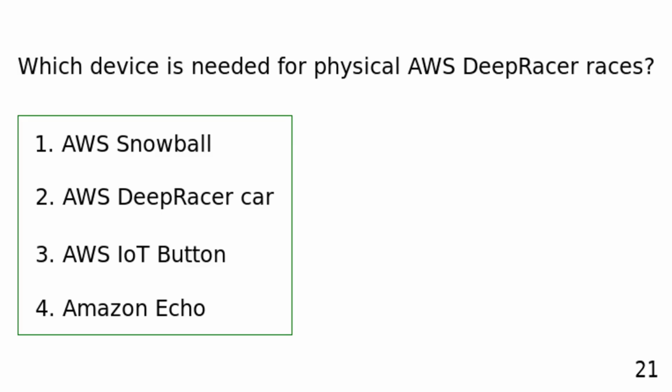Which device is needed for physical AWS DeepRacer races? AWS Snowball, AWS DeepRacer car, AWS IoT button, Amazon Echo.